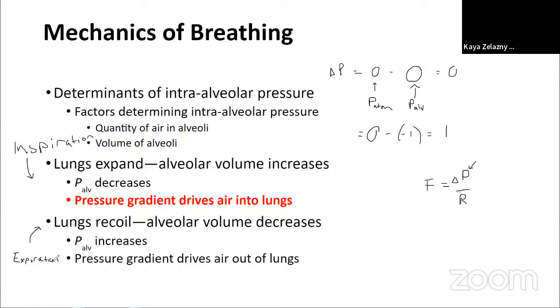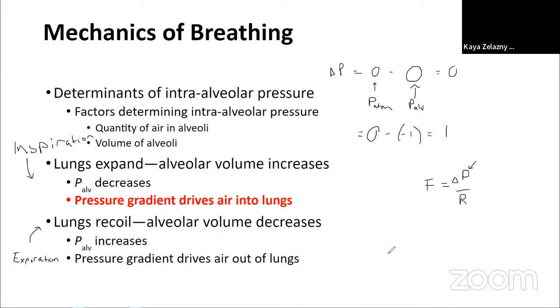So after you breathe in a big breath, your pressure in the alveoli decreases, but you bring in more gas molecules until you're back at zero compared to the environment. And then when you breathe out, what first happens is that your lungs, and also your thorax, are going to recoil. So they're going to be bouncing back.